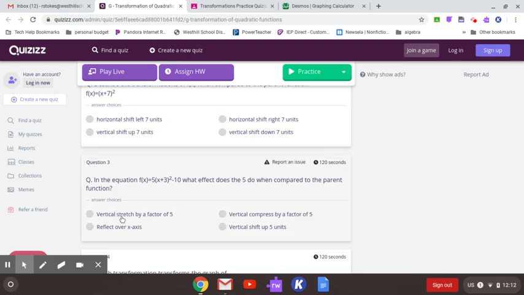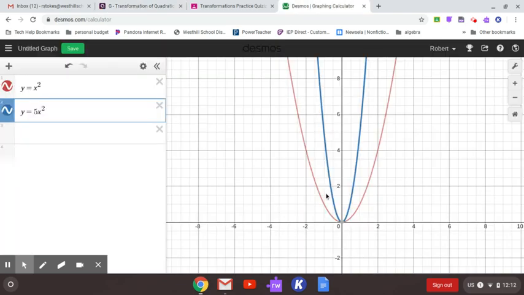So we're stretching it. We're making it longer. So it's getting skinnier. If you think about it, if you have a ball of putty and you pull on it, if you stretch it, it gets skinnier. Same idea. So that's what happens when you put a 5 in front.